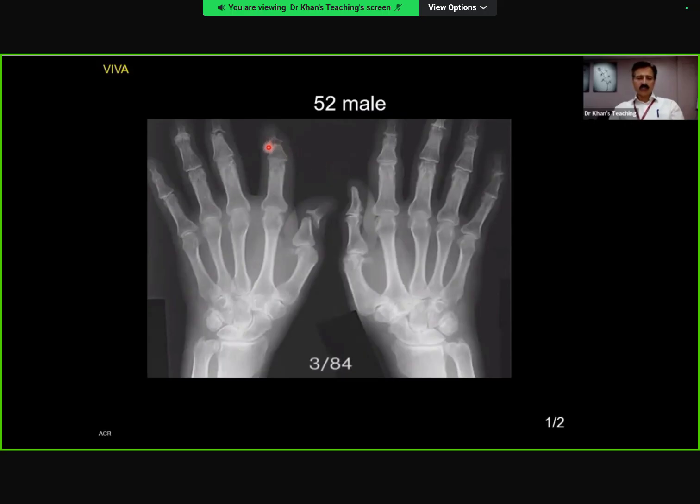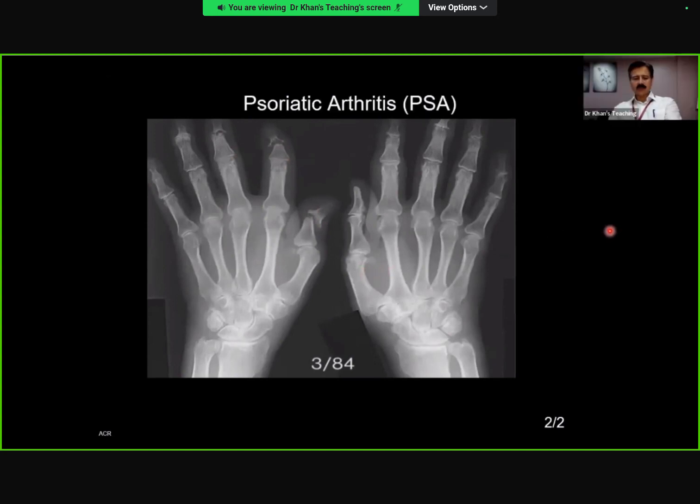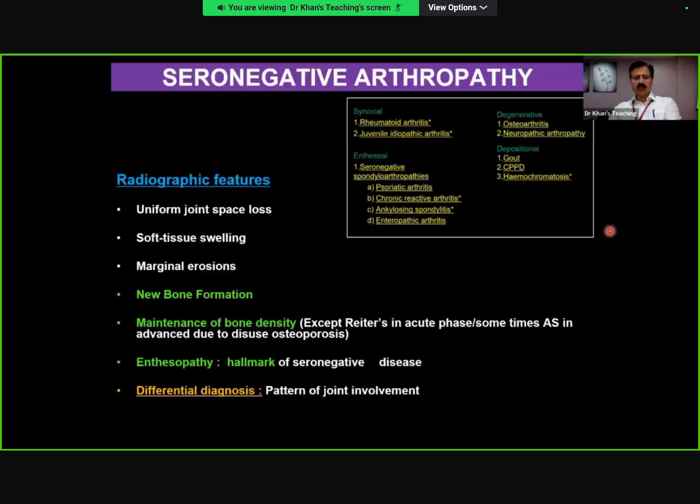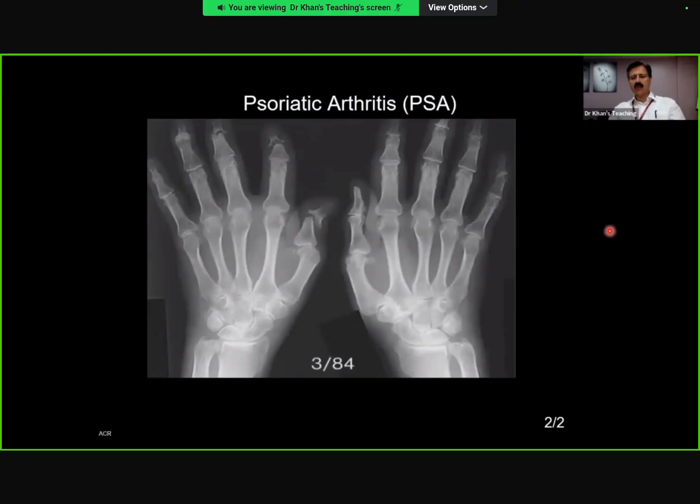Now, if you look carefully, you can see these erosions which are practically involving the whole of the articular surface. Look at this one, the pencil and cup type of deformity. So the distal joints are involved, and so this is psoriasis. We will take a break now, and it's going to be a 5-minute break. Thank you very much, candidate 2.